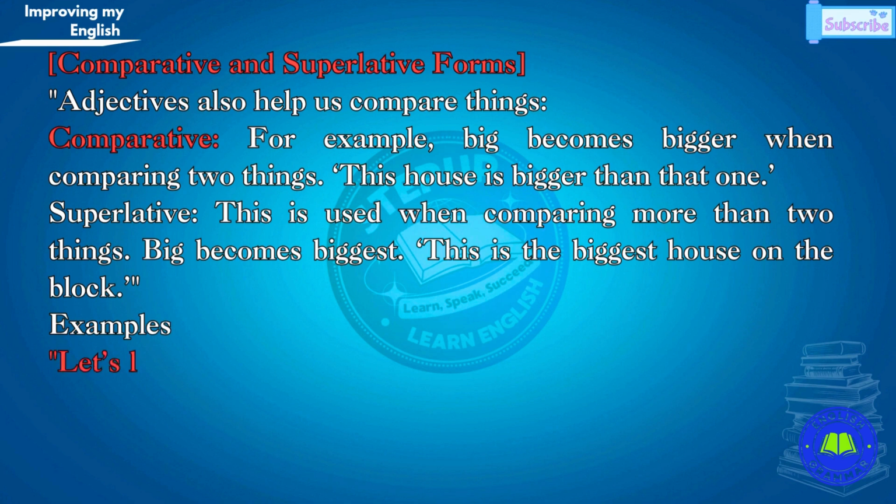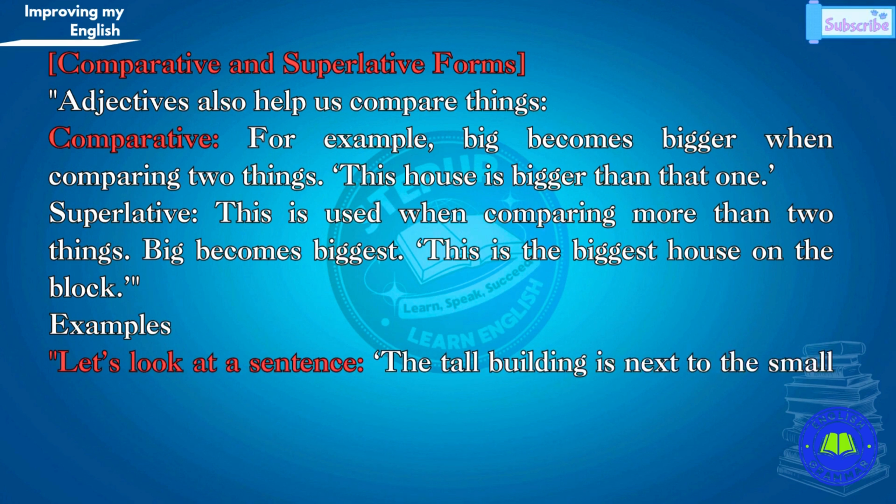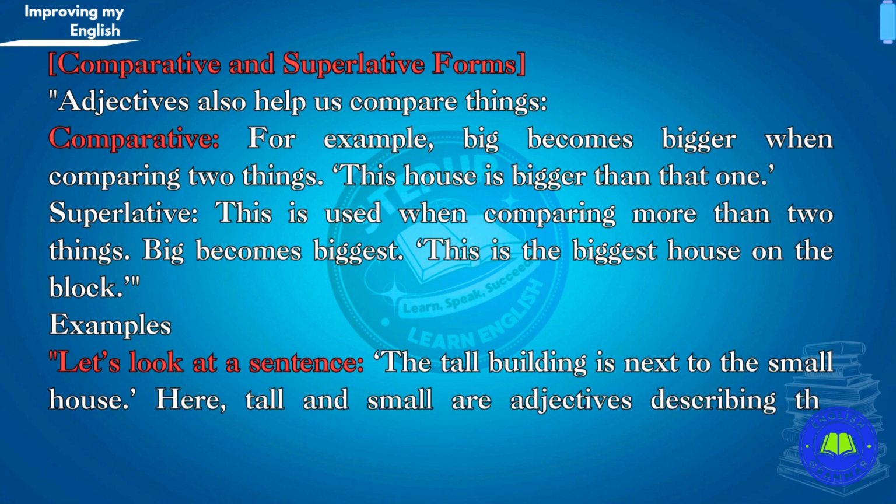Examples. Let's look at a sentence. The tall building is next to the small house. Here, tall and small are adjectives describing the building and the house.